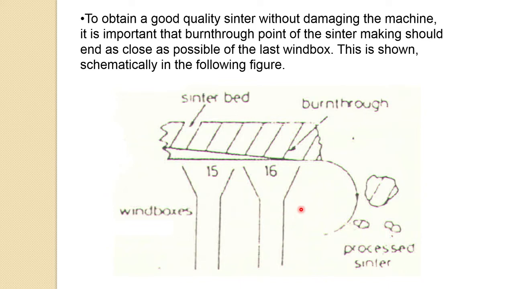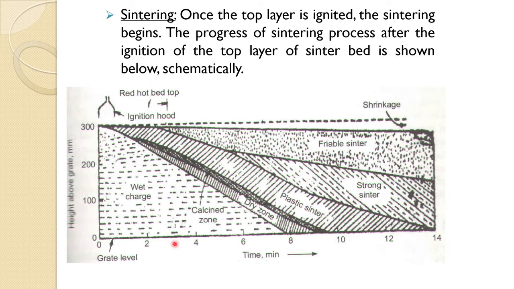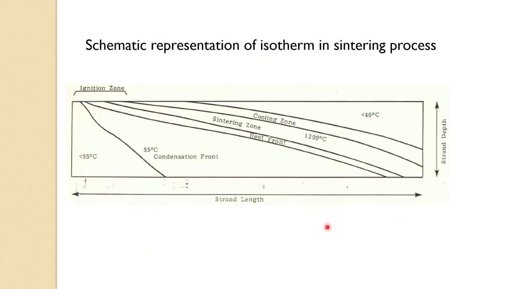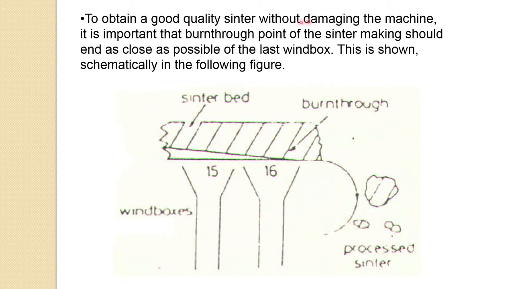So, the main important thing to look at is the flame front. If the flame front is going to continue like this, at that temperature of 1400 degrees Celsius, it is going to damage the strand and the hearth. And so, the main thing in sintering, to operate the sintering machine in a proper way and get a good quality sinter, is that the burn through point of the sinter making should end as close as possible to the last wind box.